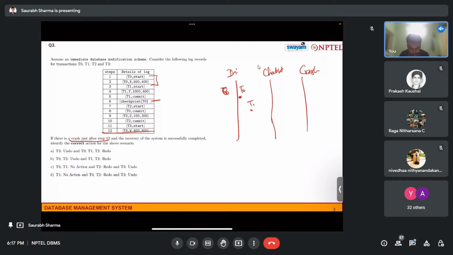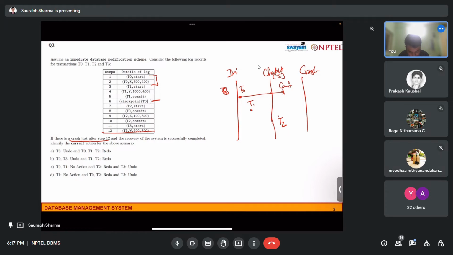Then there was a checkpoint. The checkpoint was on T0. Then after the checkpoint, T2 got started. Then T3 also got started, but before that T0 was on the commit list.